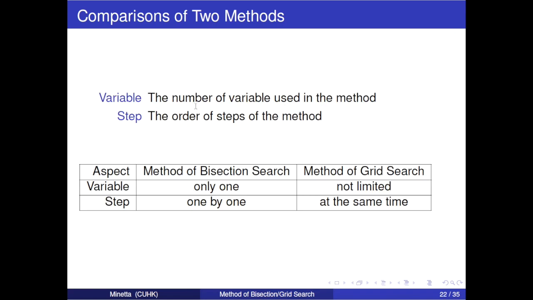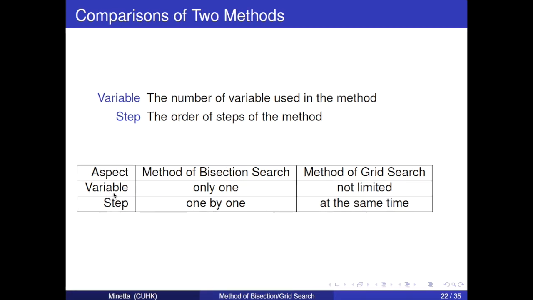Variable refers to the number of variables used in the method, and step refers to the order of steps of the method. For variable, the method of bisection search only uses one variable, whereas the method of grid search is not limited, which means that it can use more than one variable. For step, the former needs to calculate one by one, whereas the latter can calculate at the same time. Now we finish the comparisons part.